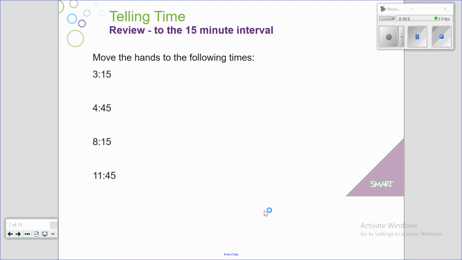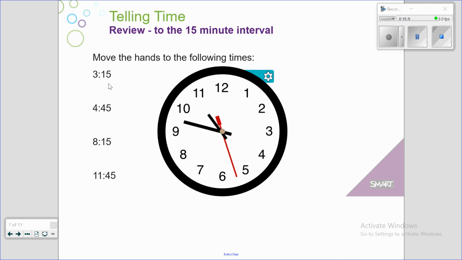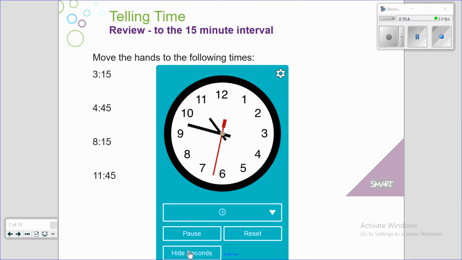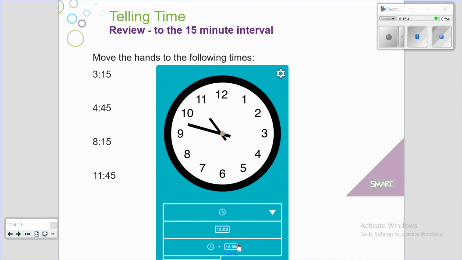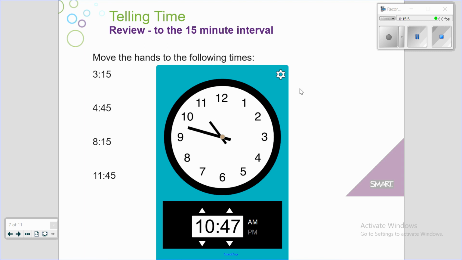This is our lesson today. It's about the nearest quarter. Let's say bye-bye to the second hand. And I want you to see also the digital clock. Let's see now. Here is 3:15. Where is 15 minutes? Let's see. 5, 10, 15. Excellent. So it's on 3.